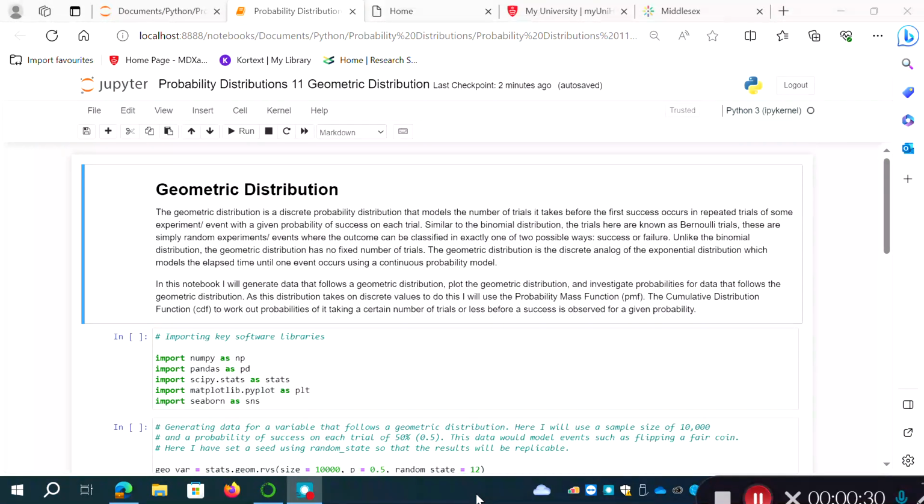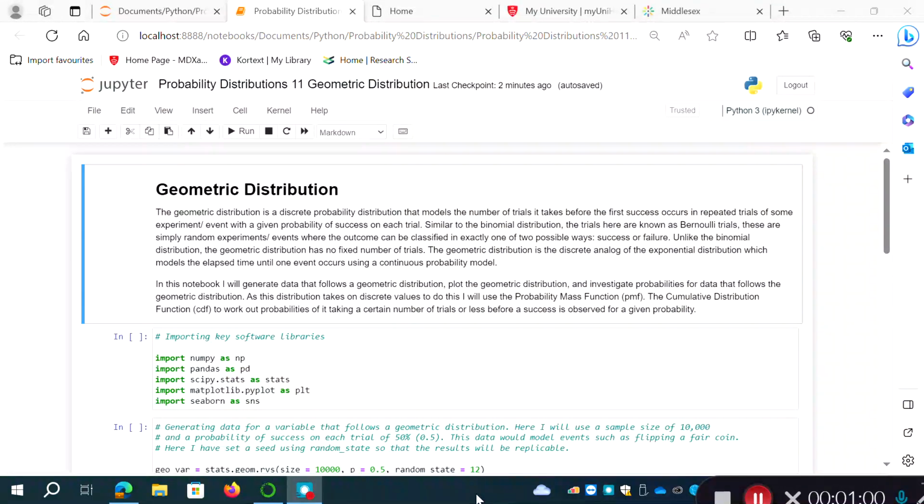So the geometric distribution is a discrete probability distribution, and it models the number of trials it takes before the first success occurs in repeated trials of some experiment or event where there's a fixed probability of success on each trial. So the geometric is used to model latency until we see the occurrence of the first event.